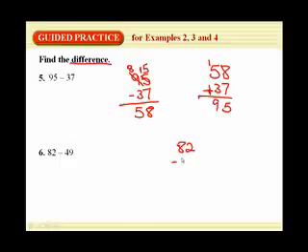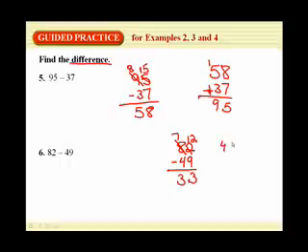82 minus 49. Okay. We look at the ones, so we can't take 9 away from 2, so we have to go over to the 8, make it a 7, and borrow. This becomes a 12. 12 minus 9, 9 plus 3 is 12. 7 minus 4 is 3. That one's easy, I can remember that one.